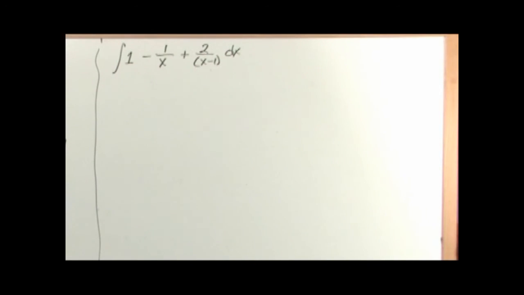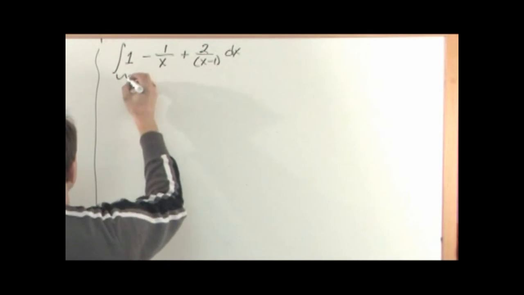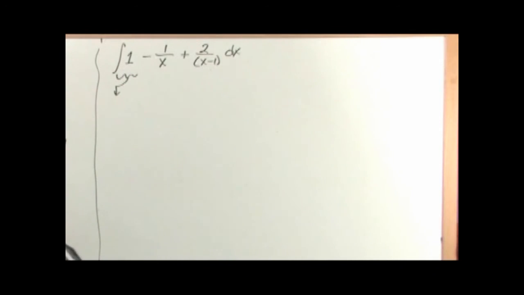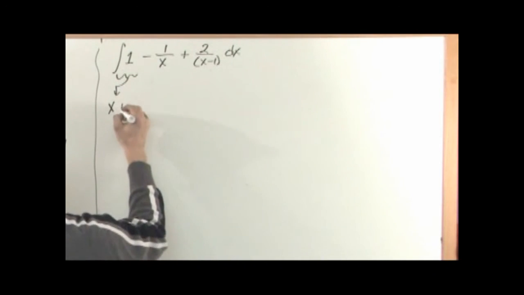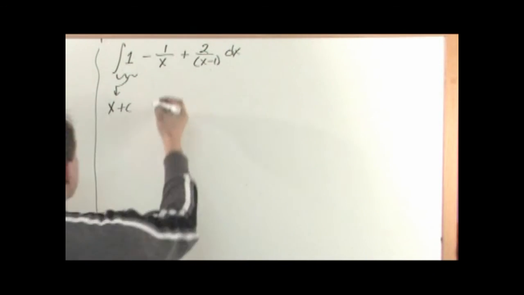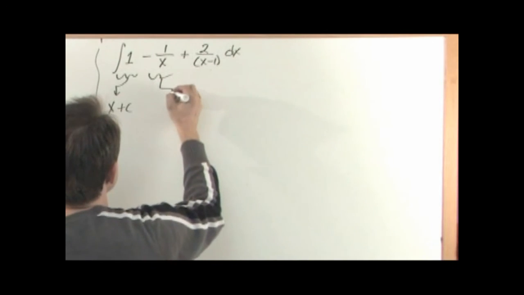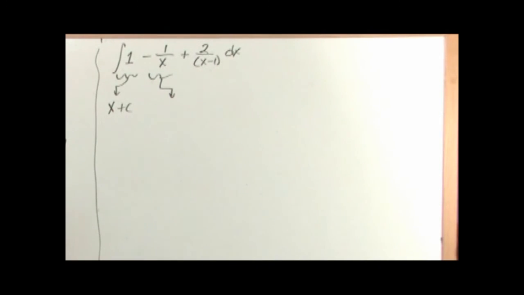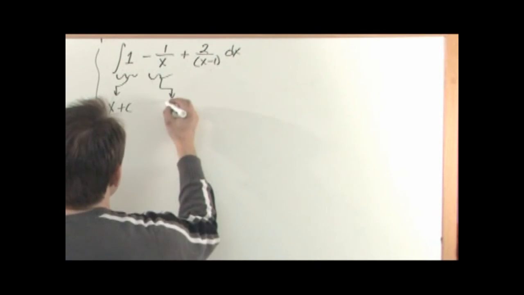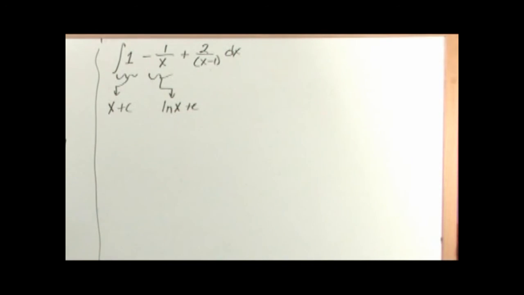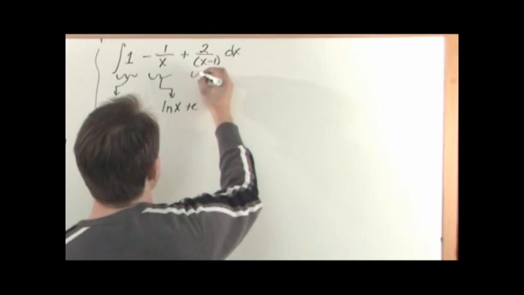You've got 1, you've got 1 over x, and then you've got 2 over x minus 1. And you can do these integrals. These aren't that difficult. The integral of 1 is just x plus a constant, right? The integral of this guy is going to be the natural log of x plus a constant, because the integral of 1 over x is that. And then this guy.